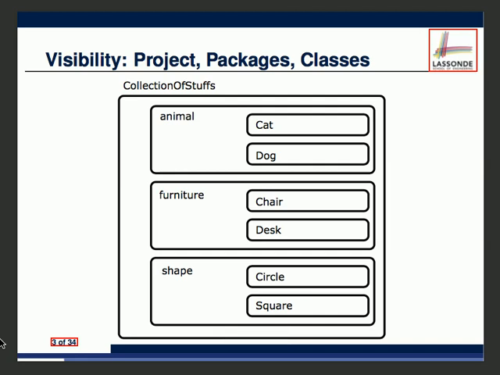So at the top level, we got projects. Within the project, you can have as many packages as you like. In this case, we got three packages. We got animal, furniture, and shape. Within each package, you can have as many classes as you like. You got project, package, and class. Okay. So these are the simple contexts we are going to study: private, public, and there's some implicit modifier which you may not know about, which is for the package level access.